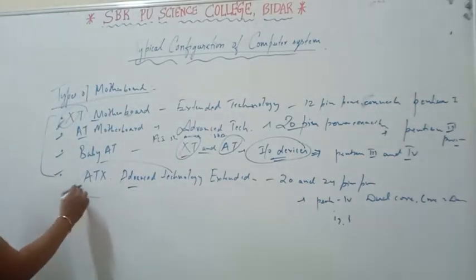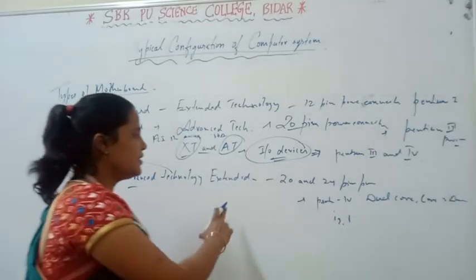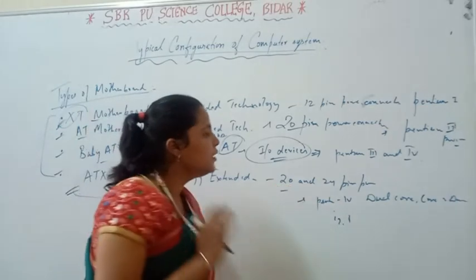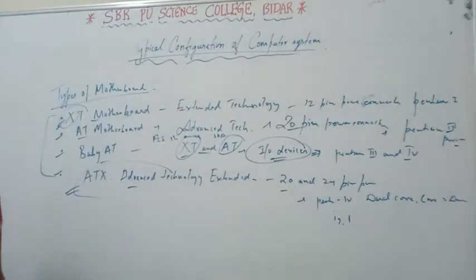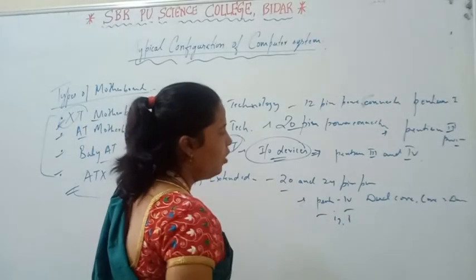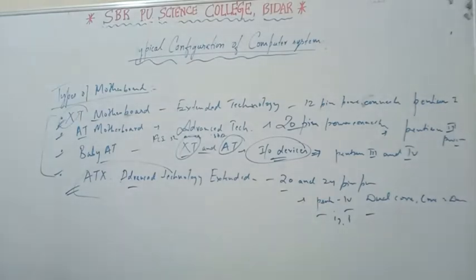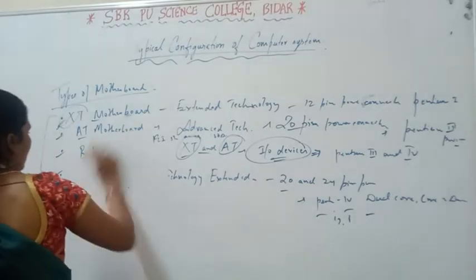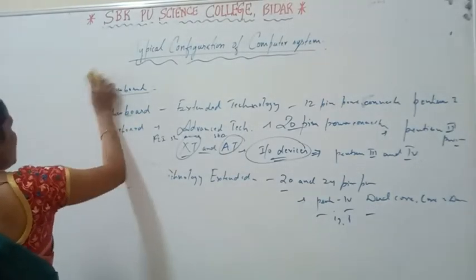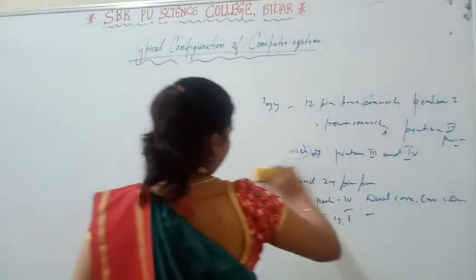Next, later on the most advanced form is ATX motherboard, advanced technology extended motherboard, and here 20 to 24 pins power connectors are present. The best examples for this are Pentium 4 and dual core processor, i3, i5. Whatever latest technologies we have got are of this ATX advanced technology motherboard. So after this we are going to see the block diagram of the motherboard.